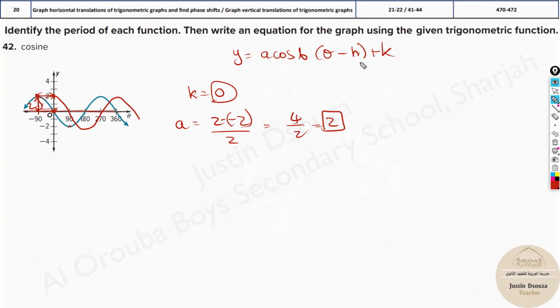And then we found the amplitude. We know the k value. What else can we find? Let's do the phase shift here. Actually, the cosine function should start from the maximum point, isn't it? But where is the maximum point? It's over here, or it's over here. So which point do we take? Really, you can take any. Why? Because, let me take this one.